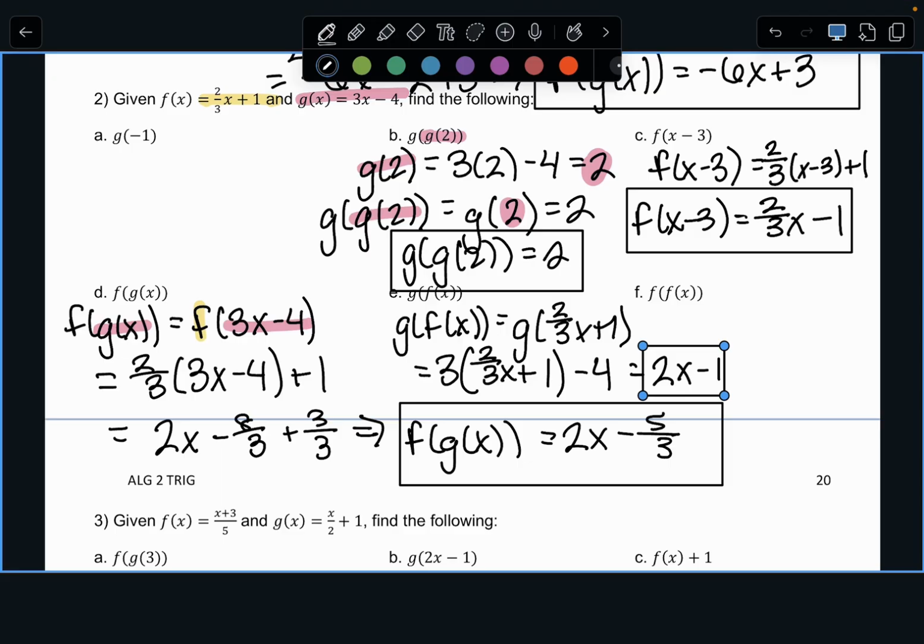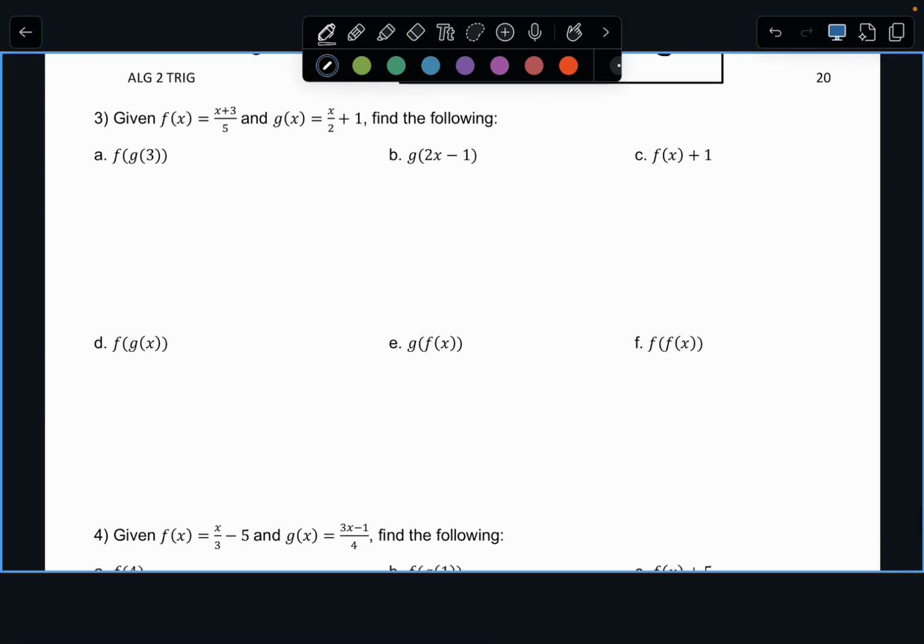Notice how g of f of x and f of g of x are not the same. 2x minus 1 is not the same as 2x minus 5 thirds. So it matters what function's on the inside versus the outside. It matters which one you're plugging into the other because they're not going to be the same. So we always start on the inside. Questions on that? Let's skip this one. Let's go to the next one to deal with some fractions.